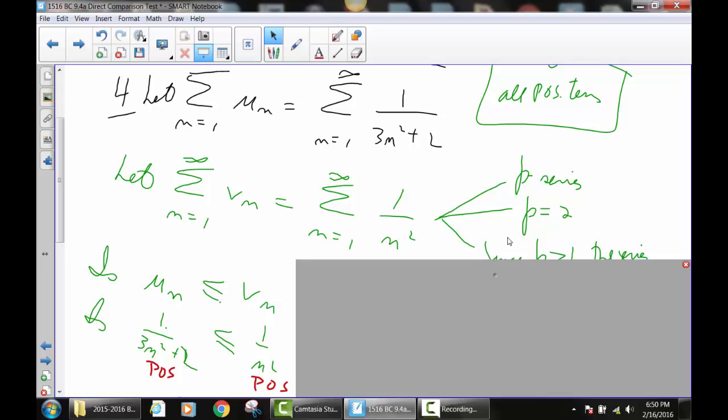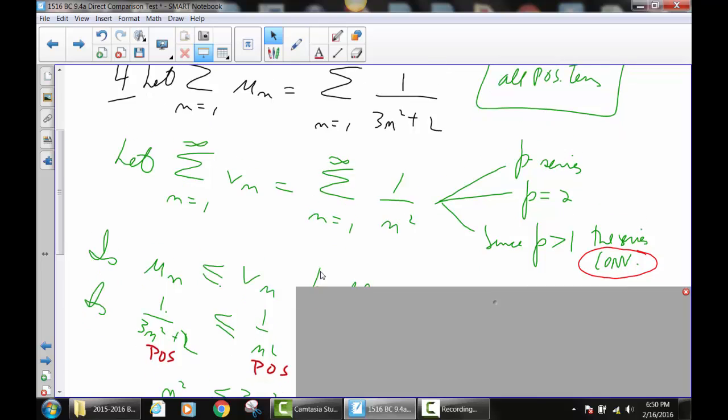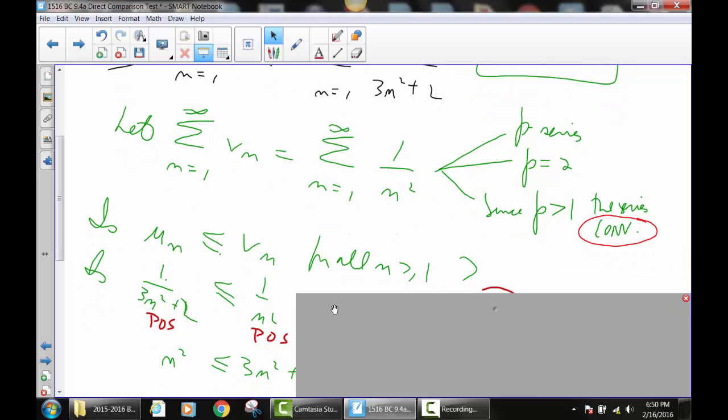Again, you're going to need to identify that. That is a p-series. The p is equal to 2. Since the p is bigger than 1, the series converges. Now that you know that the series that you're comparing it to converges, now you know that what you want to prove is that our Uns are less than or equal to those Vns. So our Un was 1 over 3n squared plus 2. Our Vns were 1 over n squared. We need to prove that's true for all n greater than or equal to 1.